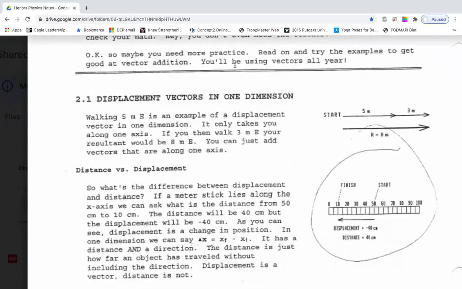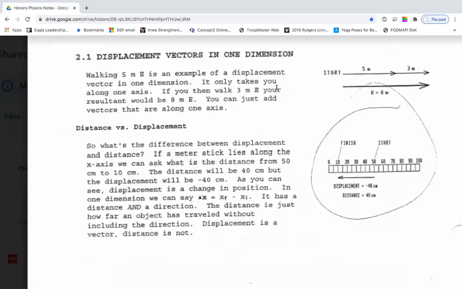So it says here, we'll be using vectors all year. Yeah, this is never going to go away. Make sure you're good at this stuff. Let's take a look at an example in 1 dimension. Here we have a displacement of 5 meters and then 3 meters. So what if you walked 5 meters and then you walked 3 meters? Hey, you just add them up. It's 8 meters, and it's all going to the right, or in this example, we're talking east.